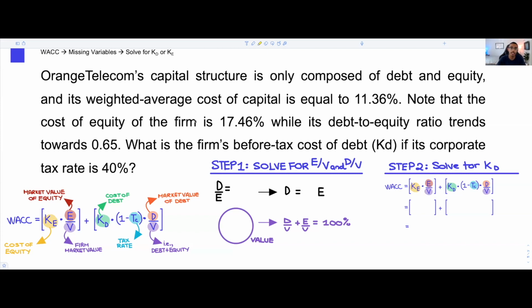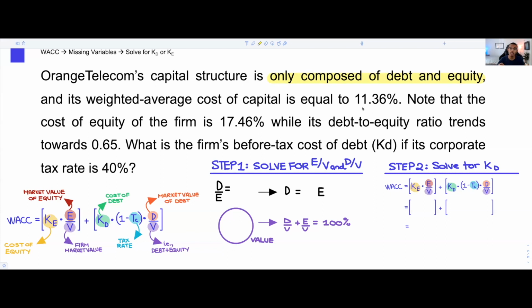Orange Telecom has a capital structure that is only composed of debt and equity. All right, now even before we proceed to reading the question, I think I skipped a step, and that would be to always get your formula ready with you. Have your formula sheet with you, because when you're looking at the weighted average cost of capital chapter, you're really only looking at one formula, and that's the one for WACC, right? Cost of equity times the equity to value plus cost of debt times 1 minus the tax rate times the debt to value. That's the only formula you need.